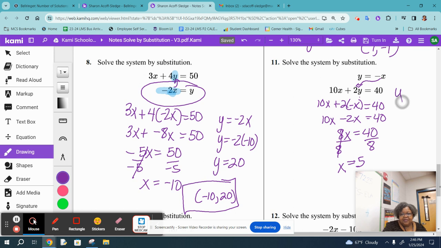Now this is interesting. Y equals minus x. So y equals minus 5. So y is equal to negative 5. So here's my ordered pair.